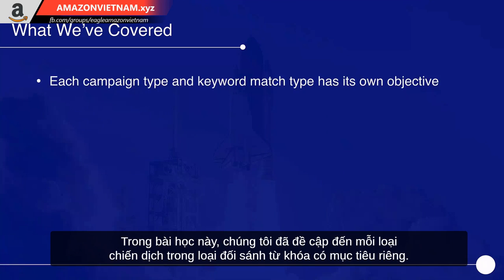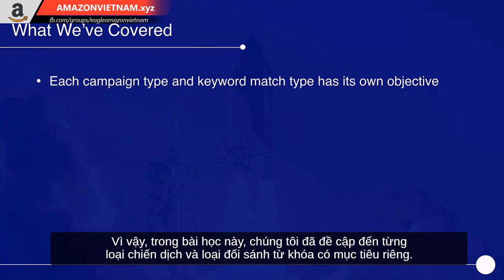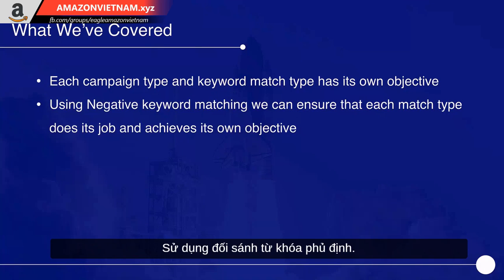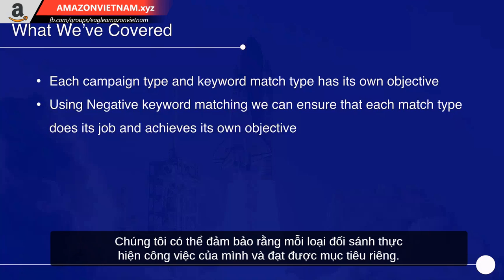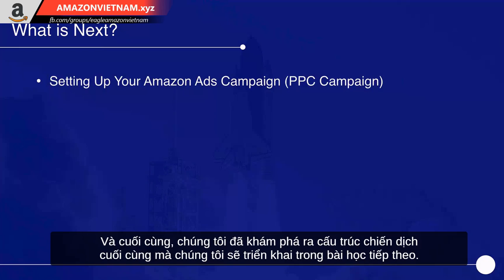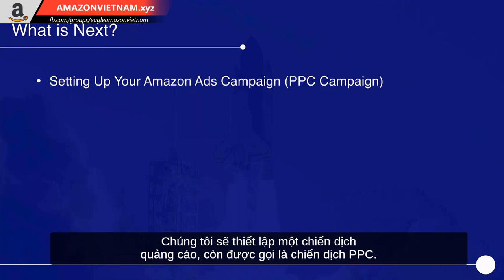In this lesson, we covered each campaign type and keyword match type has its own objective. Using negative keyword matching, we can ensure that each match type does its job and achieves its own objective. And finally, we discovered the final campaign structure we are going to implement. In the next lesson, we're going to set up our Amazon advertising campaigns, also known as PPC campaigns. I'll see you there.